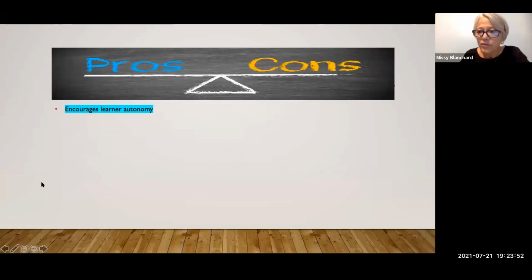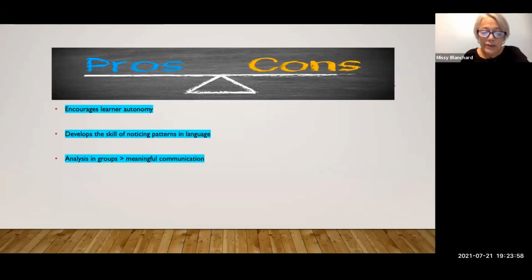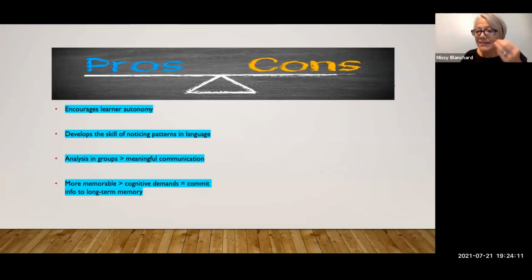Okay, so the pros to guided discovery: it encourages learner autonomy, it develops the skill of noticing patterns. When the students are working together, there's meaningful communication happening, and it's usually thought to be more memorable because the cognitive processing involved gets that information into long-term memory.